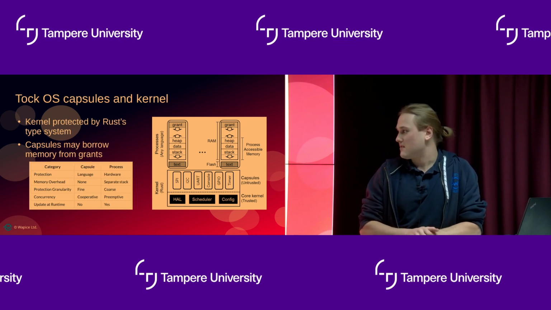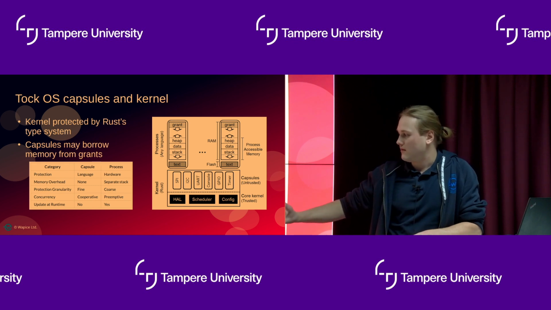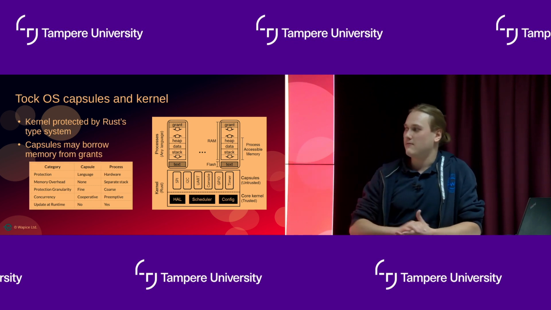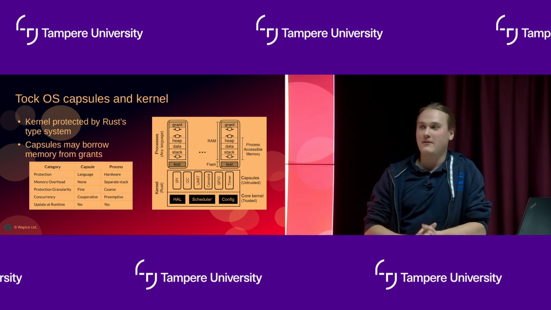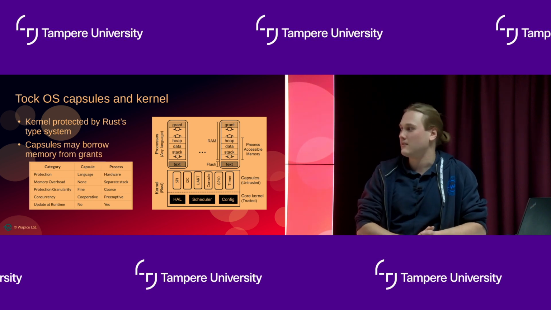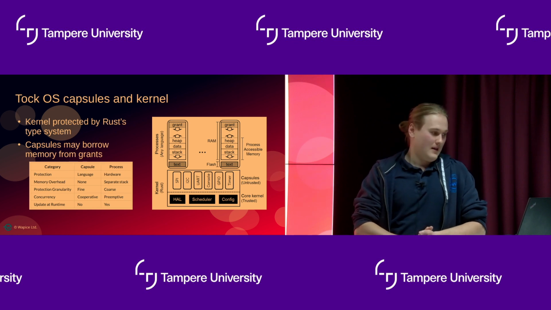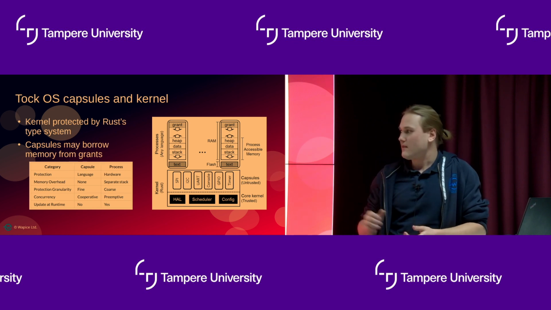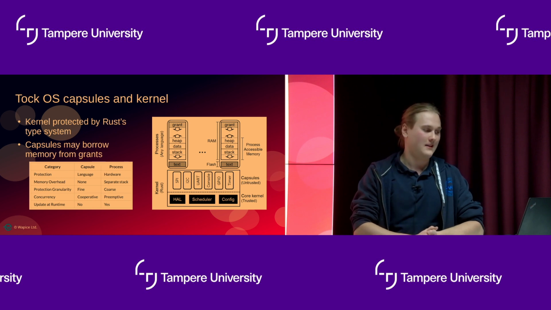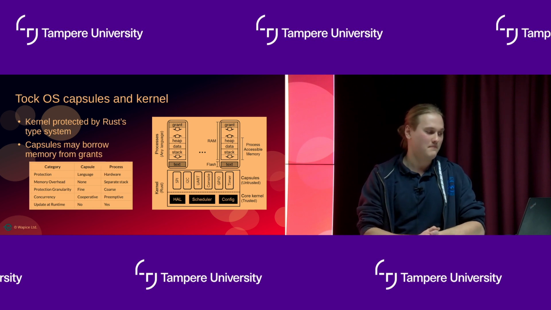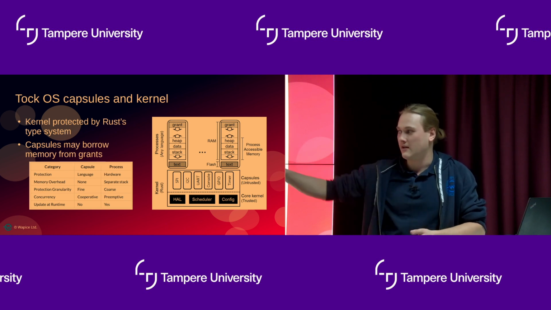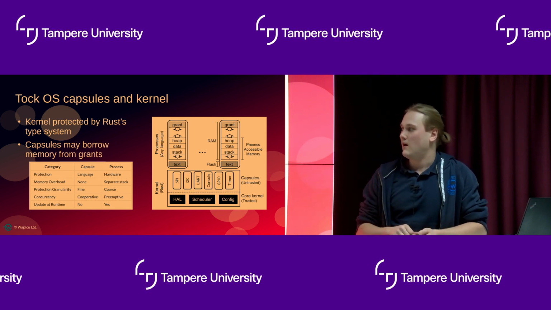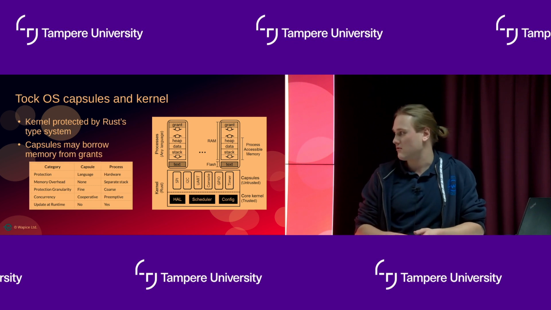Then the kernel space consists of the core kernel and capsules, and it is written entirely in Rust. As you remember, the processes may be written in any programming language desired. And since the kernel is written in Rust, it is protected by the Rust type system. The capsules are on top of the kernel because they represent the drivers for the peripherals, for example, on a SoC.